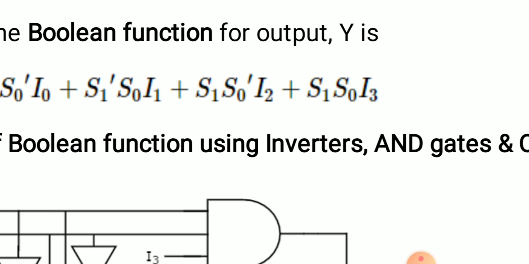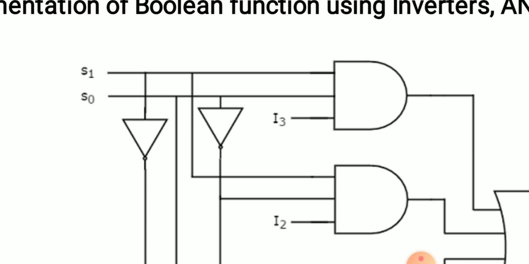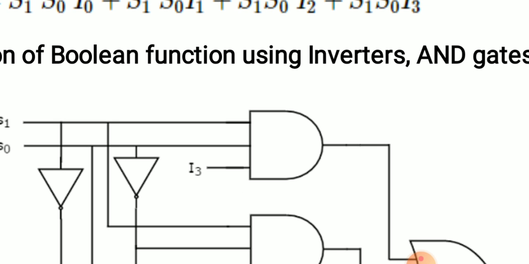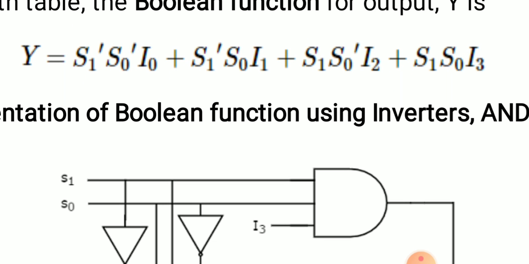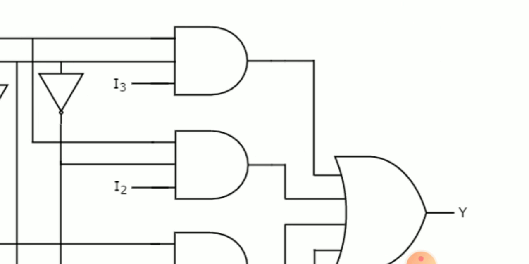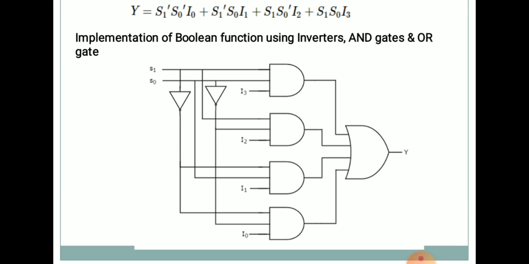Similarly, the last part of the Boolean function, that is S1 S0 I3. Here both S1 and S0 have value 1, and both without inversion. The values of S1 and S0 along with the value of I3 are passed through an AND gate, and then it is passed through an OR gate to get the output y. So this is the functioning of a 4-into-1 multiplexer.